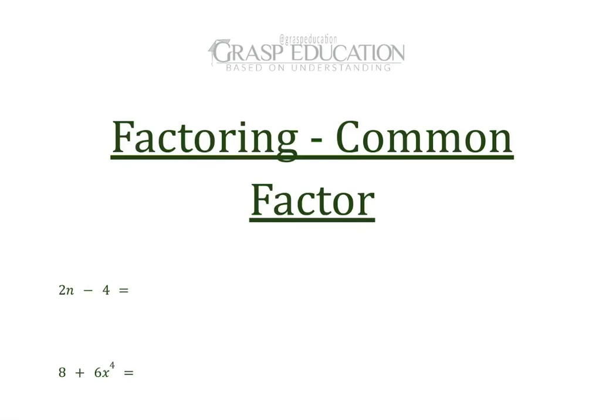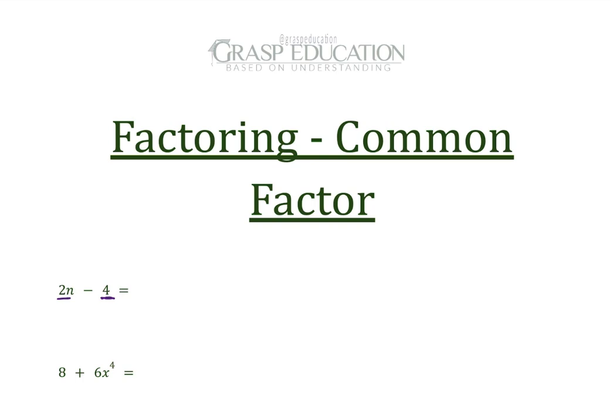In this video, we'll be learning how to factor using common factor. Common factor is always the first type of factoring that we look for when factoring an expression. So what we have here is two terms, 2n and minus 4, and we need to figure out what the factors of both those terms are and what they have in common.